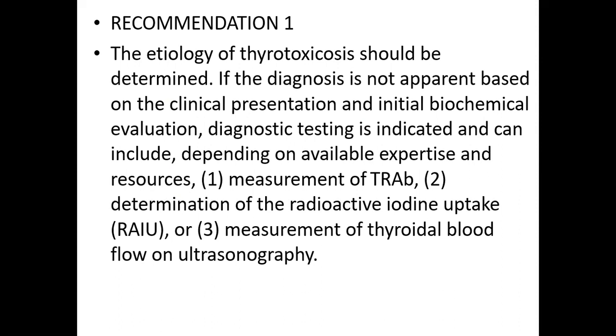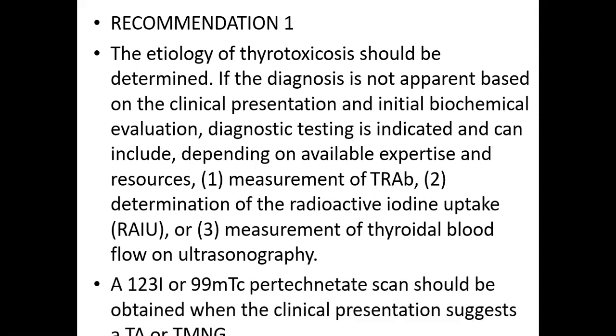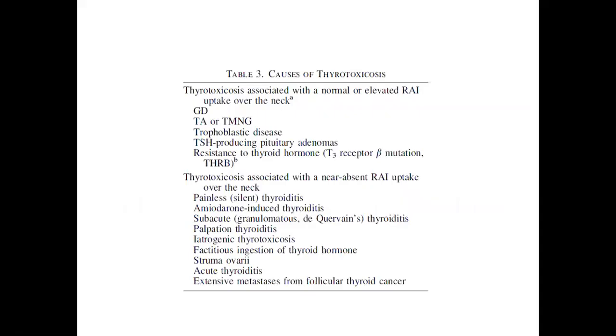If the diagnosis is not apparent based on the clinical presentation and initial biochemical evaluation, diagnostic testing is indicated and can include, depending on the available expertise and resources, the measurement of TRAb antibodies, determination of the radioactive iodine uptake, and the measurement of thyroidal blood flow on ultrasonography. A thyroid scan should also be obtained when the clinical presentation suggests toxic adenoma or toxic multinodular goiter.